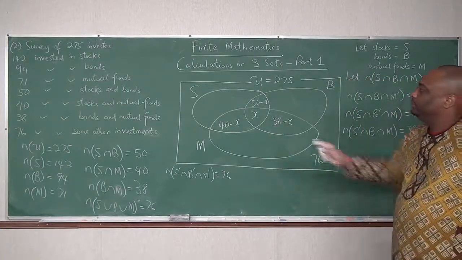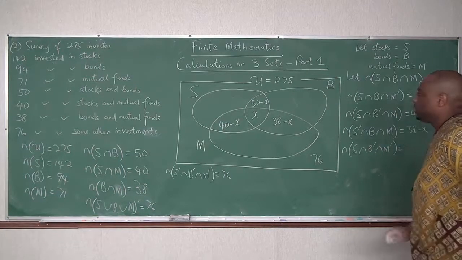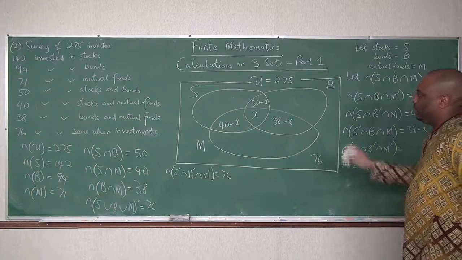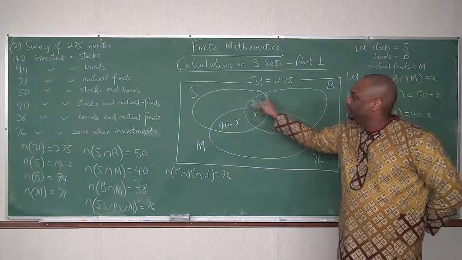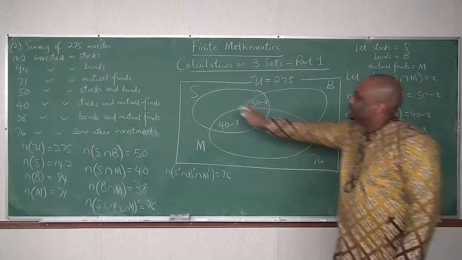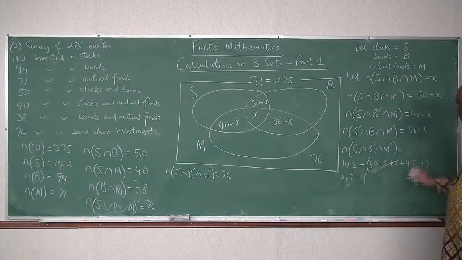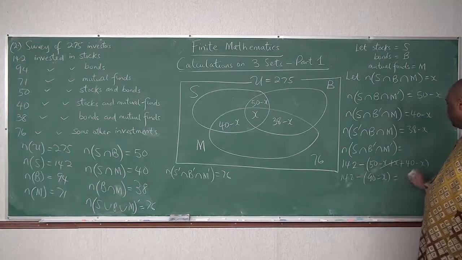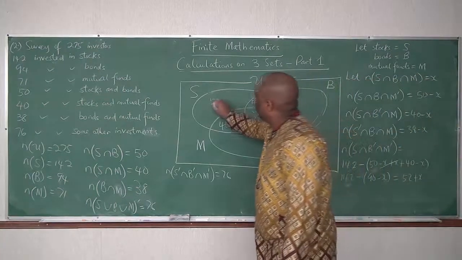Alright, then let's find stocks only, the cardinality of S intersect B prime intersect M prime. The entire stocks is 142, so this will be 142 minus the sum of 50 minus X plus 40 minus X. Everybody here is stocks. Minus X plus X is gone. 50 plus 40 is 90, so 142 minus 90 gives us 52 plus X.